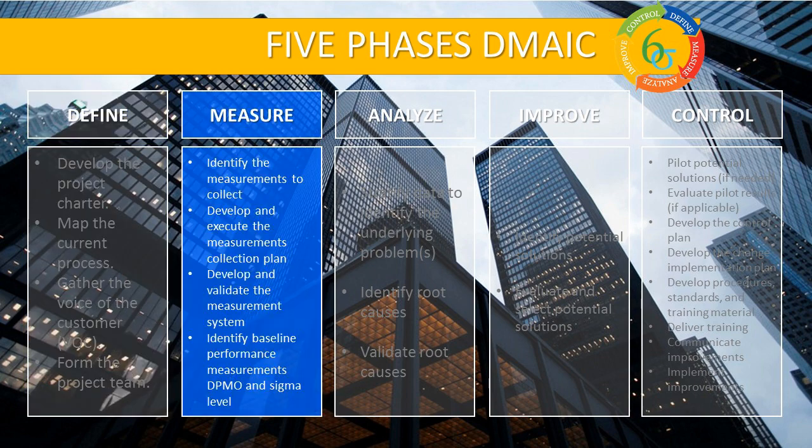Measure. Here, the current process is documented, its forms of measurement validated, and baseline performance is assessed. The key tools in this phase may include process capability measurement, basic Pareto charts, trend charts, process flow chart, and gauge R&R. Key activities in the measure phase are the following.